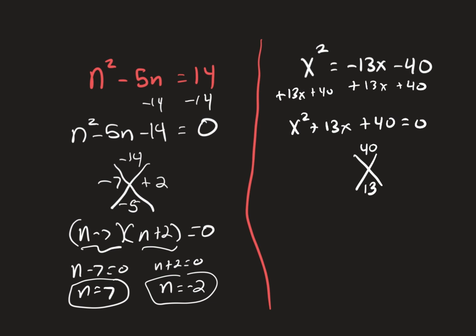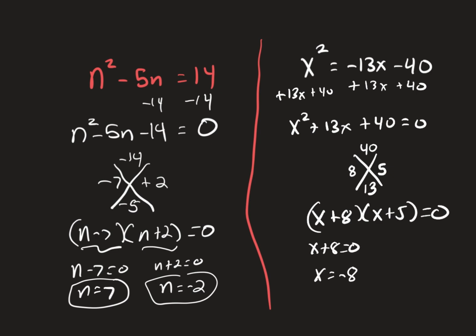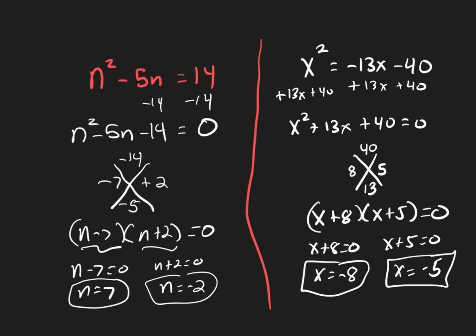8 and 5. All right, if you peek up, you see the solution up there? See how you did? Should have got answers of negative 8 and negative 5. Okay. Any questions so far?